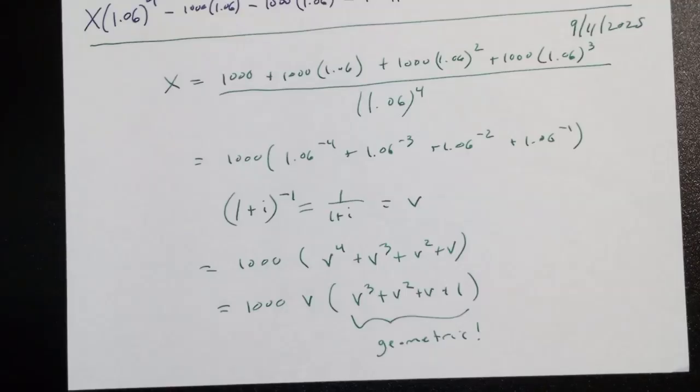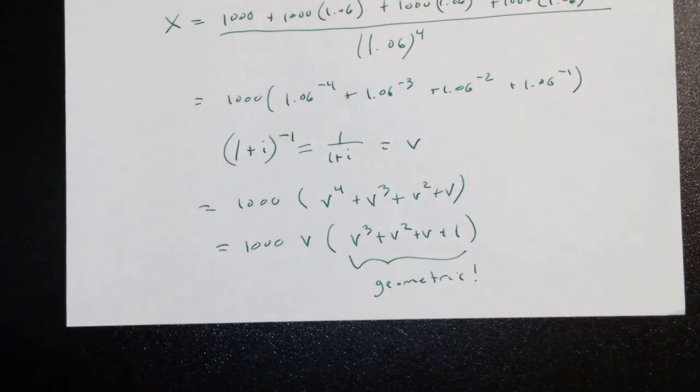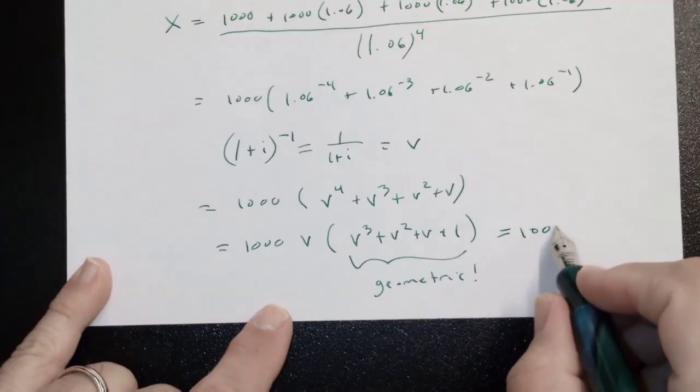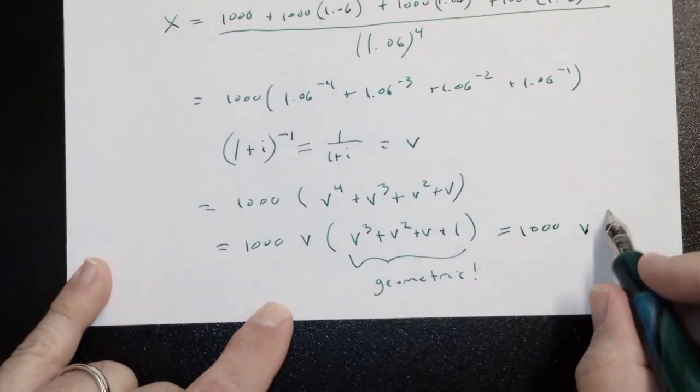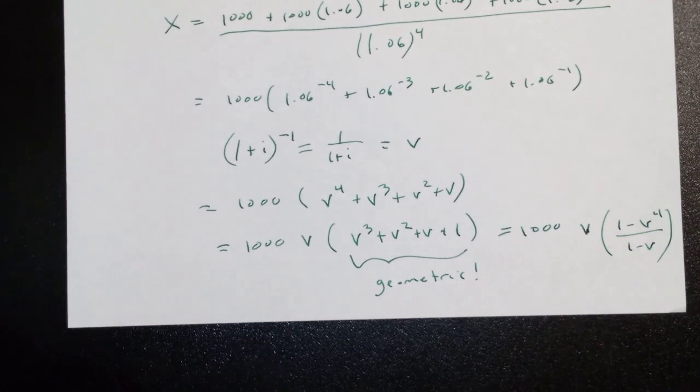But in the future, yes, please print it out. When we had a geometric series that went from 1 up to v to the n minus 1, we got 1 minus v to the n over 1 minus v. So in this case, I'd end up with this.